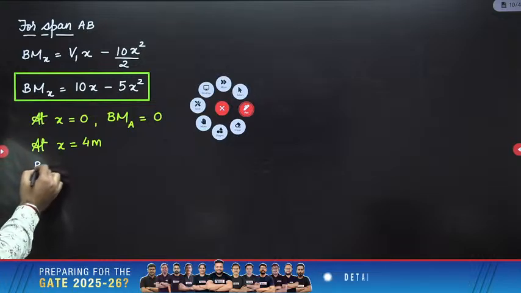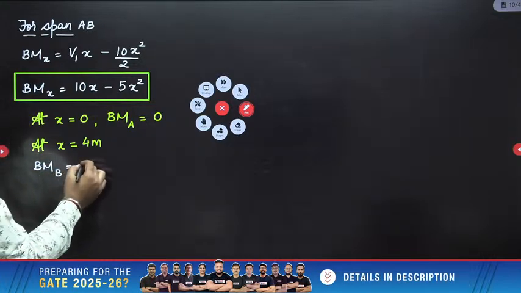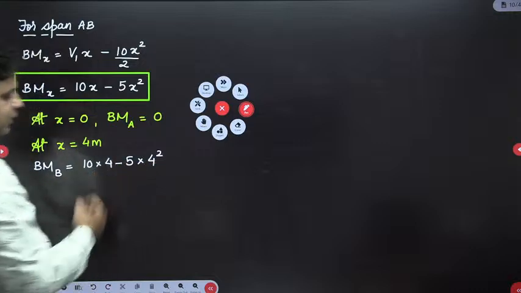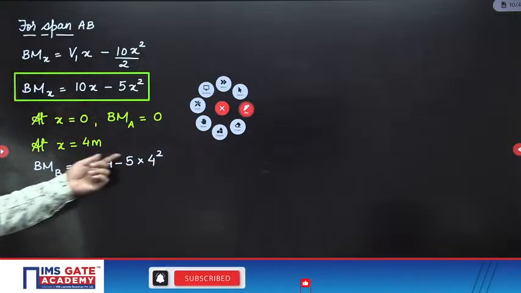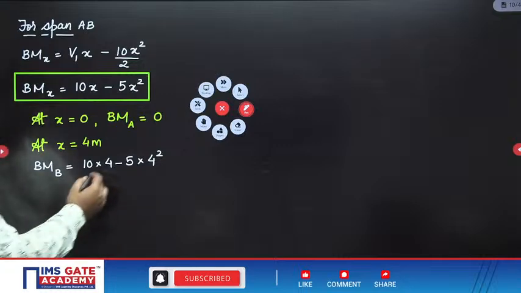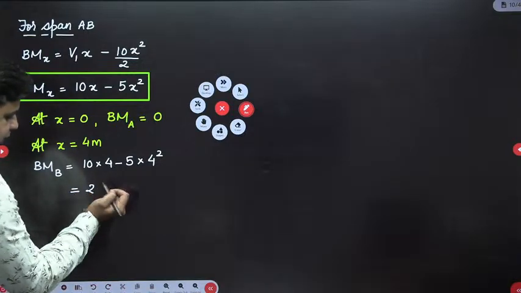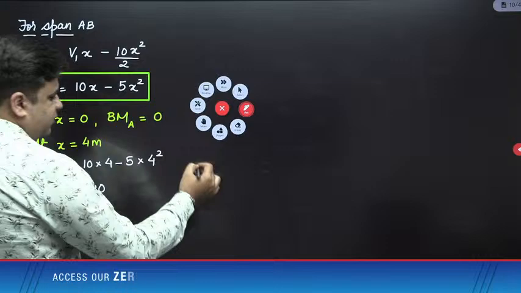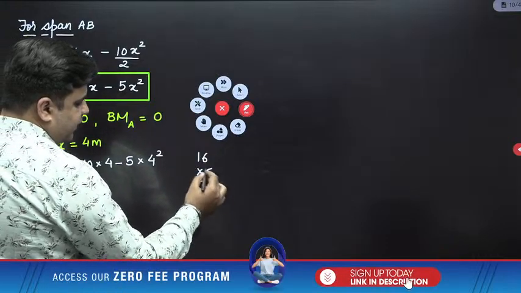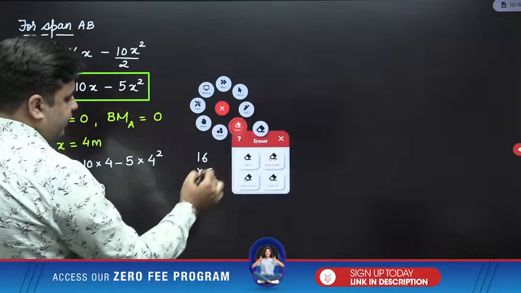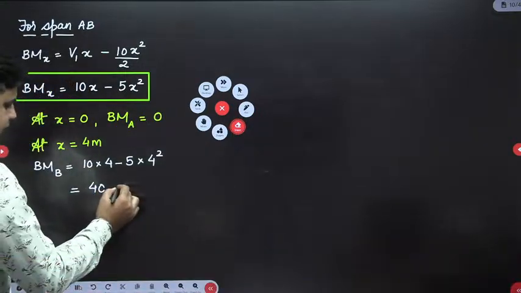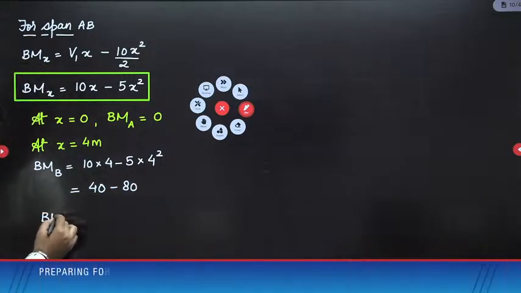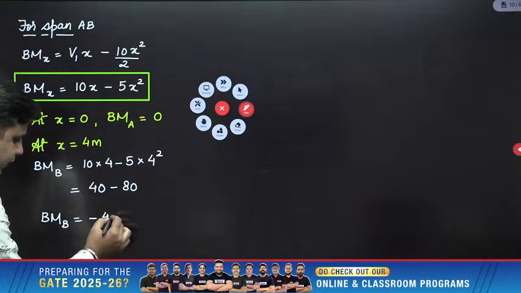So the value of bending moment at B is equal to 10 into 4 minus 5 into 4 square. Please tell me what is the value of bending moment at B. 10 into 4 is 40 and this is 5 into 16. 5 into 16 is 80. So this is minus 80 here. So the value of bending moment at B is equal to minus 40 kilonewton meter.